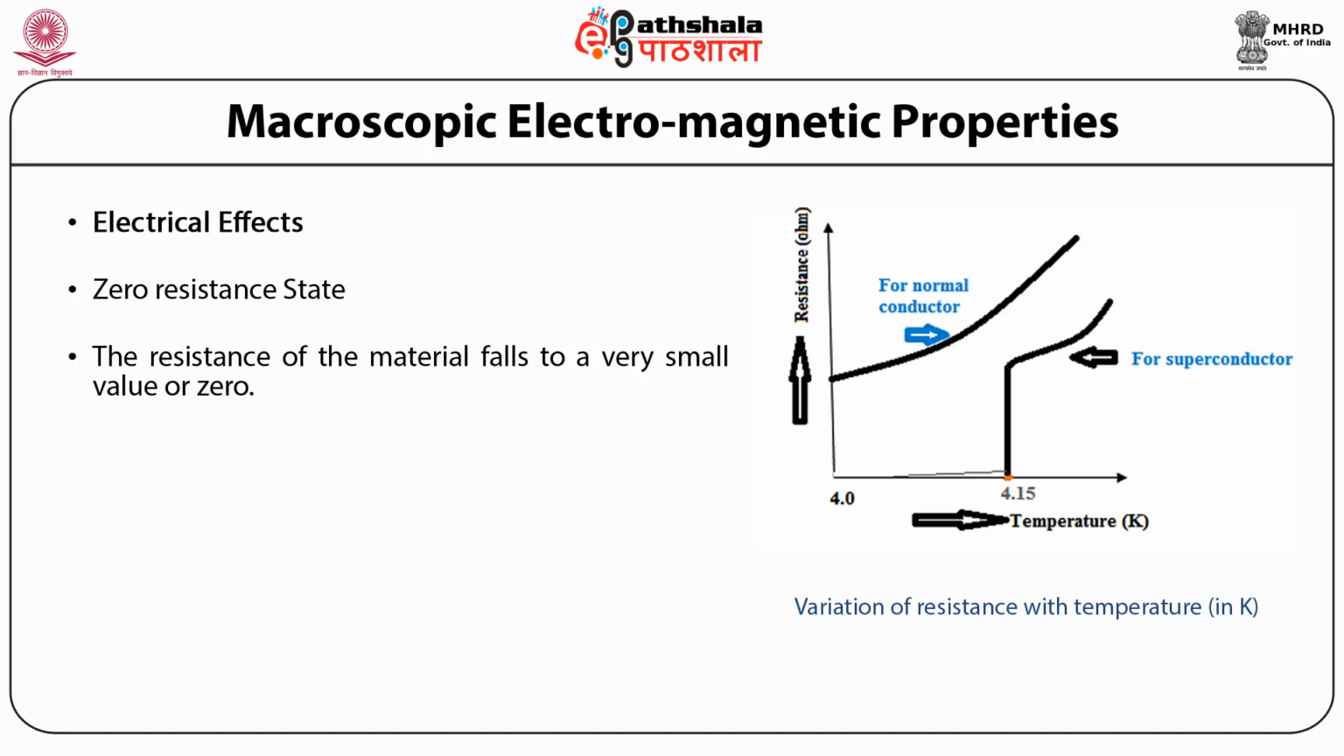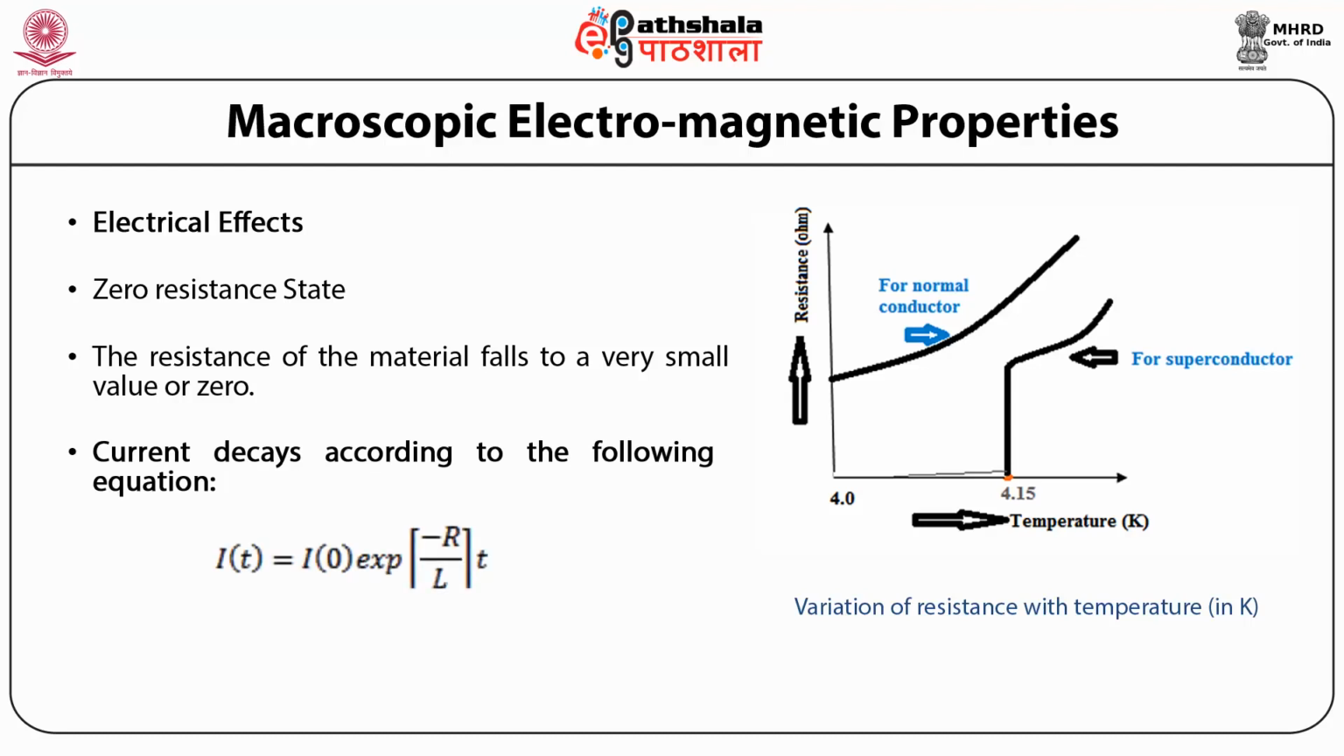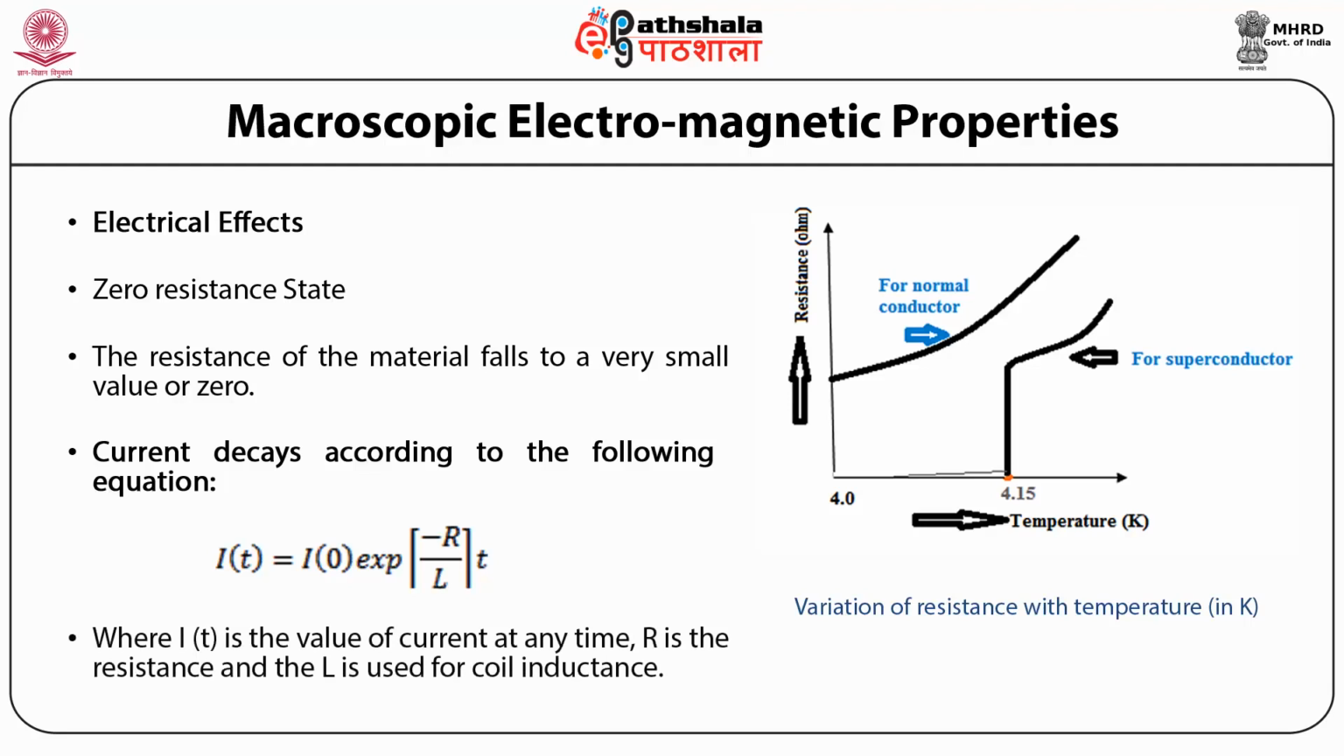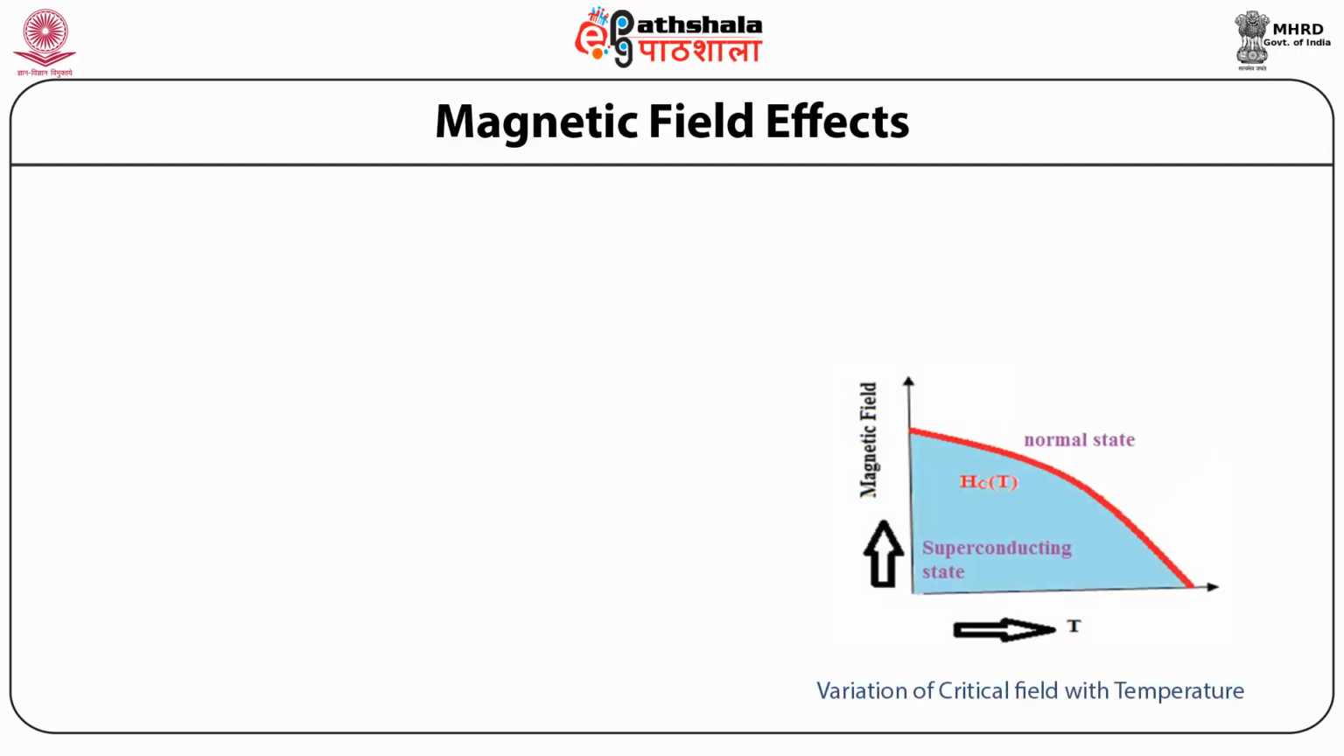If we see the equation, the variation of current is I(t) equal to I naught exponential minus R by L t, where R is the resistance and L is the inductance. I(t) is the value of current at any time, and this equation clearly explains how the current changes if we change the resistance or resistivity of the material with the effect of temperature. First effect was this electric effect, then second is the magnetic field effect, which we call destruction of superconductivity.